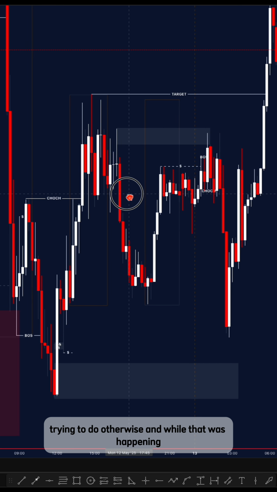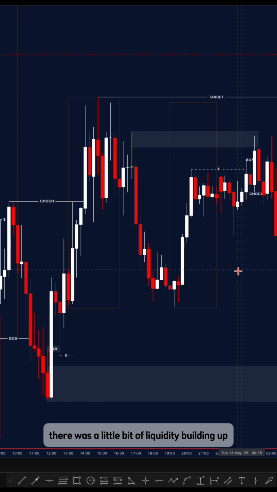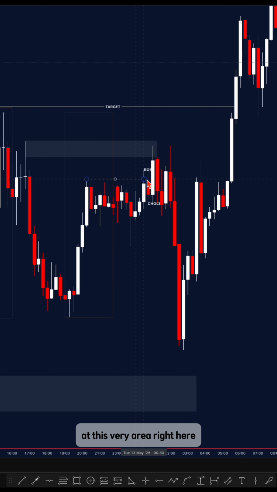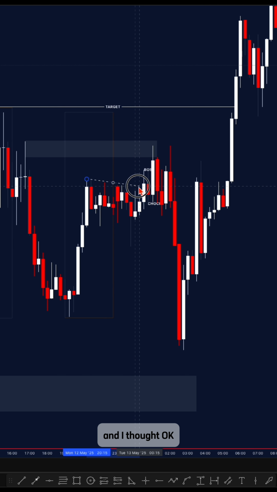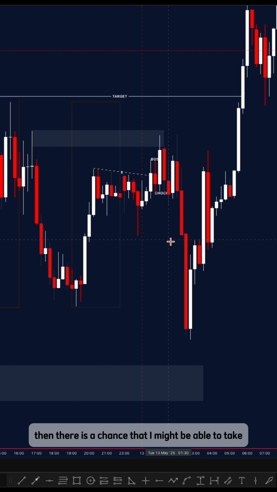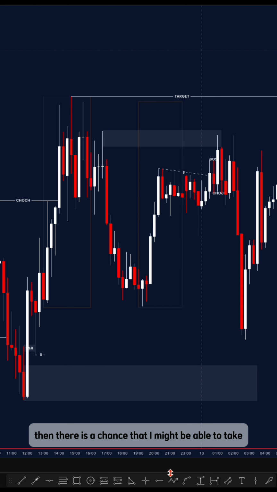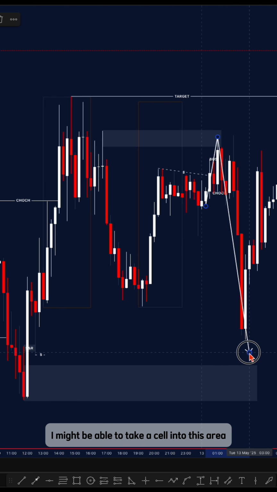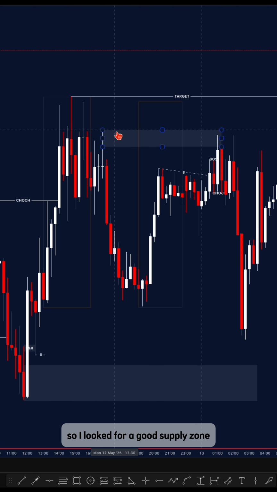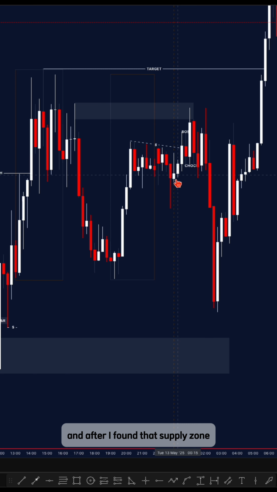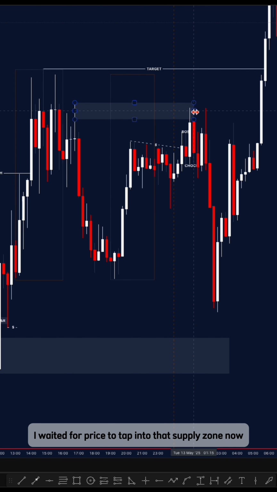And while that was happening, I noticed that there was a little bit of liquidity building up at this very area right here. And I thought, okay, if there is some liquidity building up at this area, then there is a chance that I might be able to take a sell after this liquidity is raided. So I looked for a good supply zone right above that liquidity, and I found it on the M5. After I found that supply zone, I waited for price to tap into it.